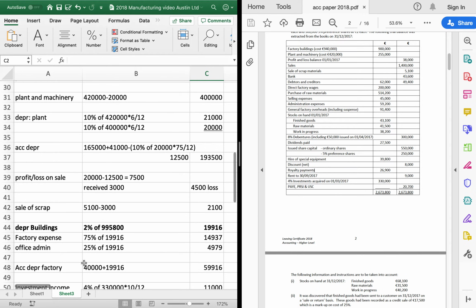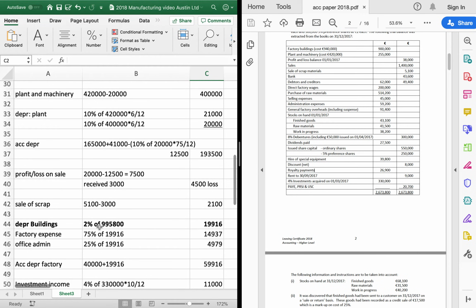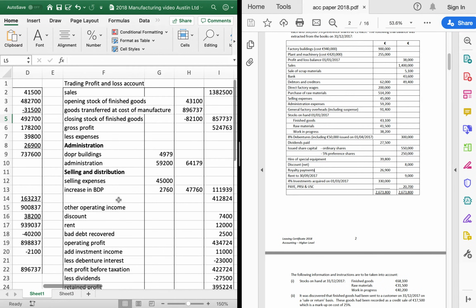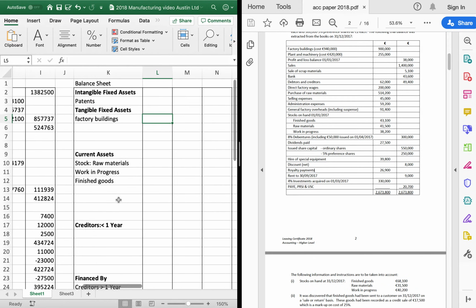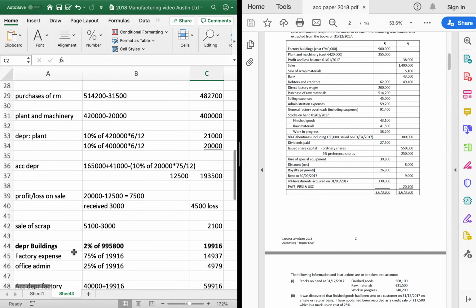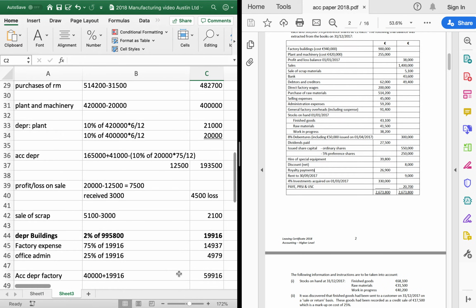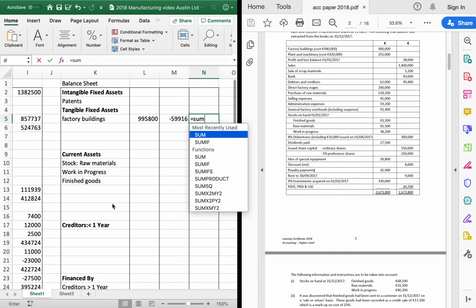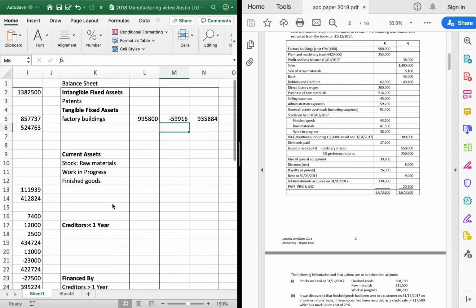Buildings, they were 995,800. The accumulated depreciation is 59,916. Then they're taken away from each other to get 935,884. Add your plant and machinery, and it was working on that.